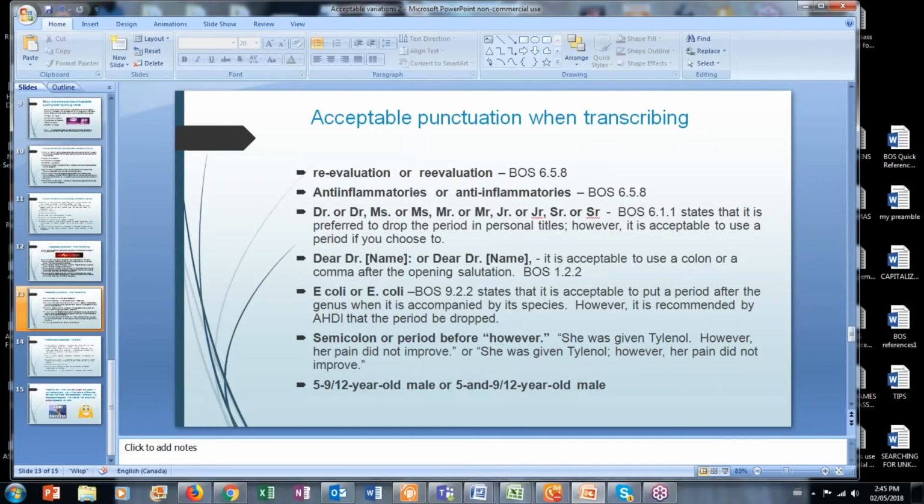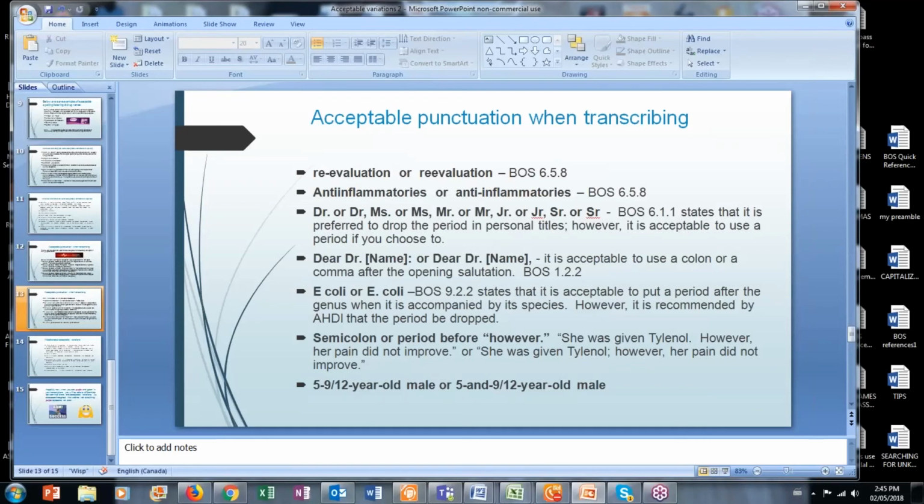Now, semicolon or period before, however. She was given Tylenol, period, however, her pain did not improve, or semicolon, however, her pain did not improve. When you are joining two similar sentences and there's no conjunction involved, you are permitted to use a semicolon. The age with fractions is so annoying, but I'm getting used to it finally. That is the last one we have here.